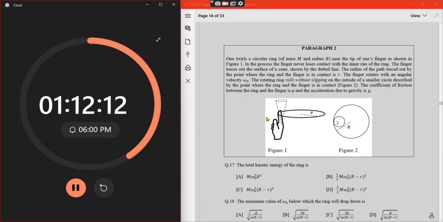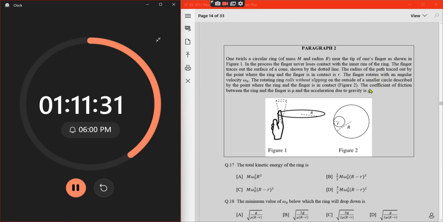That's kind of weird, isn't it? It's a cone. We actually don't care about the cone really, do we? No, we don't. Right. The rotating ring rolls without slipping on the outside of the smaller circle described by the point P, where the ring and the finger is in contact, figure 2. The coefficient of friction between the ring and the finger is mu. So ये जो point of contact is like as rolling about it, as r, right? And then the central point कहीं तो भी तो होगा, we don't know. And this is like, okay, got it.